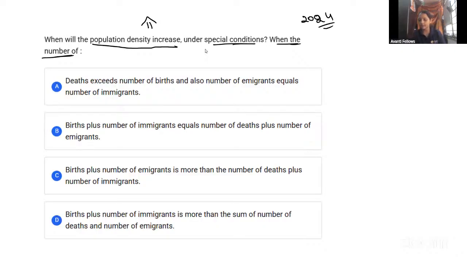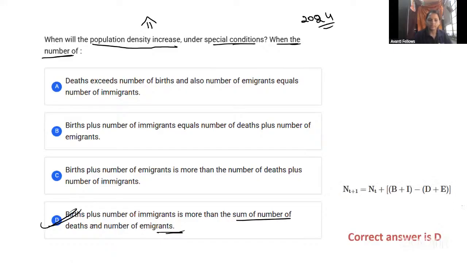Very good, Shashank. What about the others? Very good, very good. Birth plus immigration. We already studied this, there is no other thinking. Birth plus immigration is going to increase the number, whereas death plus emigration is going to decrease it, right? So remember this. The sum of birth and immigration is more than the sum of death and emigration. Option D is the correct answer. Here you can calculate this. The equation is very, very important.